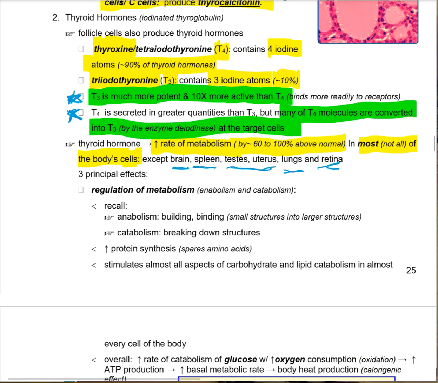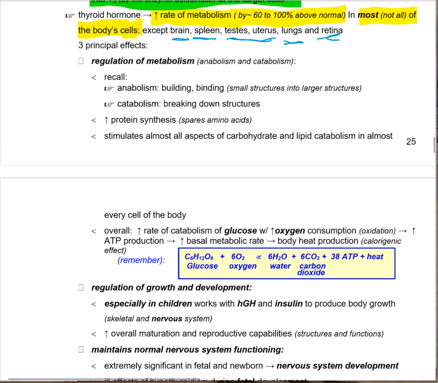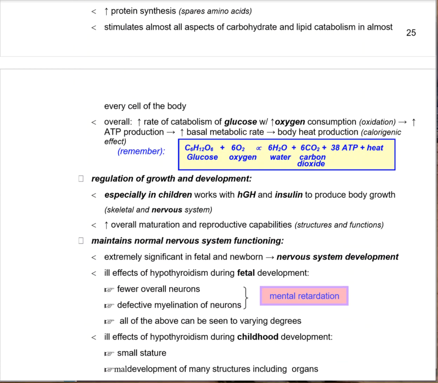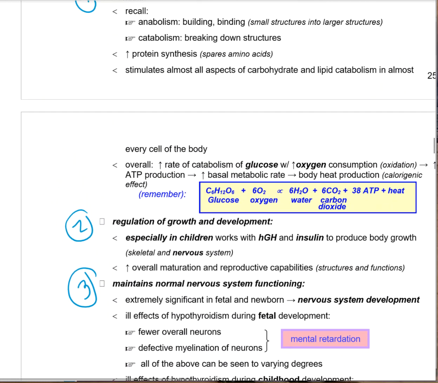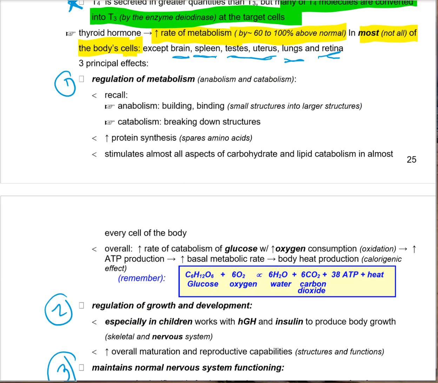Okay. Now, three principal effects of metabolism, and these are listed. I'm going to mark them so you know where the three are. One right there, two right here, and three right here. These are the three main things that these thyroid hormones do. So the first effect is to regulate metabolism, to increase it and decrease it.